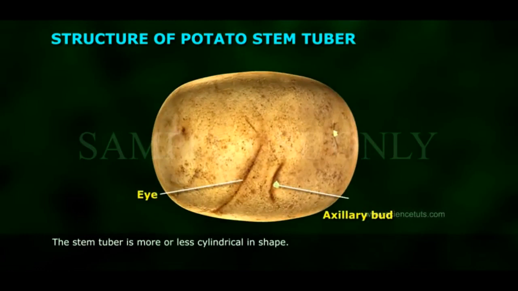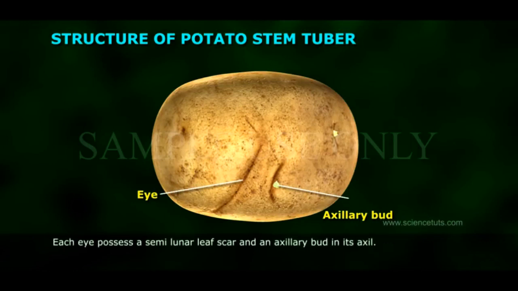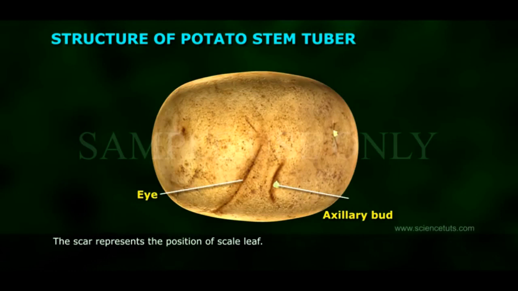The stem tuber is more or less cylindrical in shape. It is covered by a brown-colored layer. It bears many eye-like structures. Each eye represents a node. Each eye possesses a semi-lunar leaf scar and an axillary bud in its axil. The scar represents the position of the scale leaf. The eyes help in vegetative propagation. They do not possess adventitious roots.